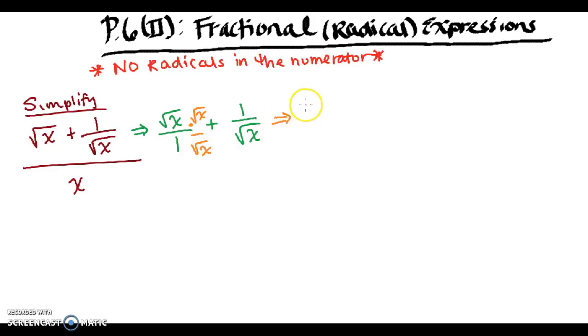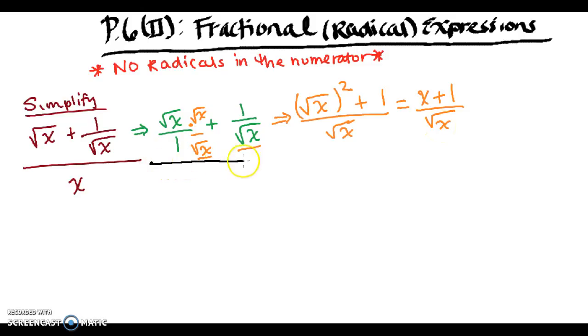Therefore, I'm going to have root x times root x, which would be root x squared, plus 1, all over square root x once I combine. Now, recall the square root of x squared is just x. So we have x plus 1 over the square root of x in my denominator. I'm going to extend this line. In our numerator, we just have x. So therefore, I have this.